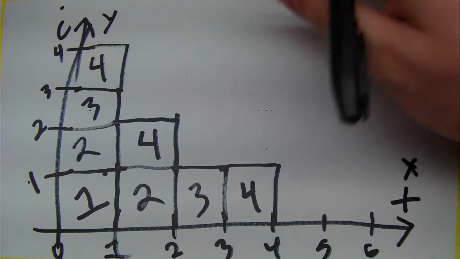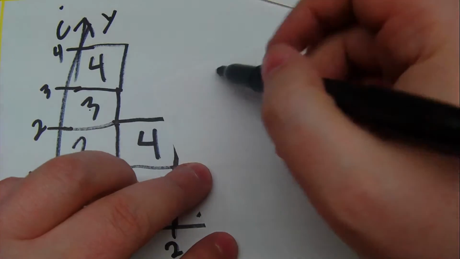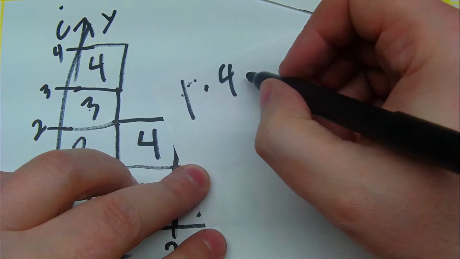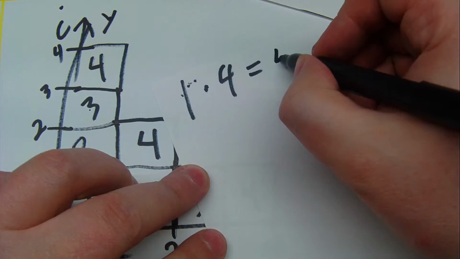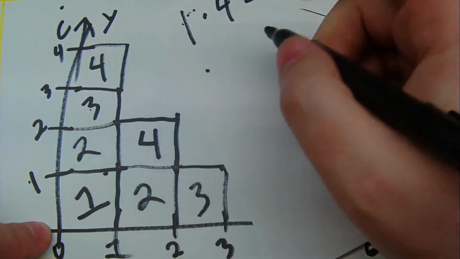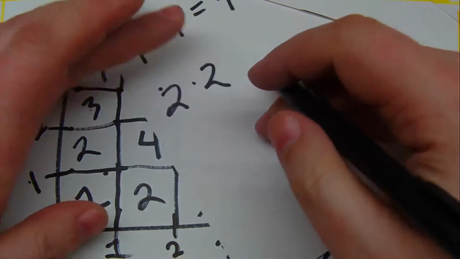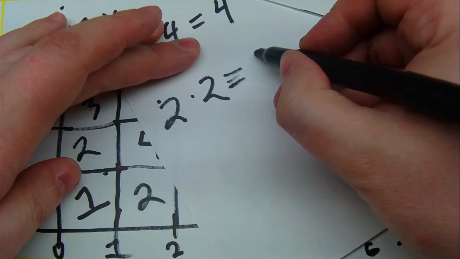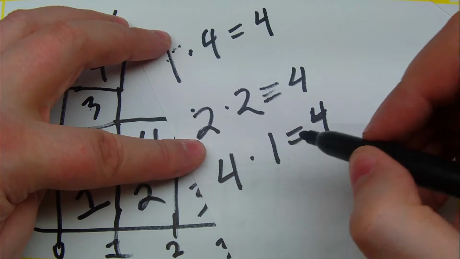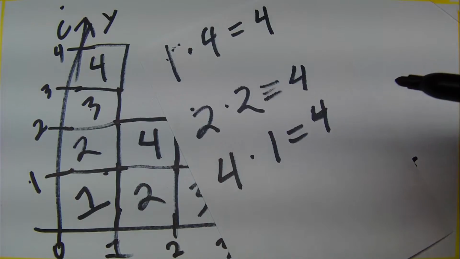So when I have an area of 4, I can express that area of 4 as 1 times 4, a distance of 1 and a distance of 4 equals an area of 4. Or I can have a distance of 2 times a distance of 2 here equals an area of 4. Or I can have a distance of 4 times a distance of 1 equals an area of 4.